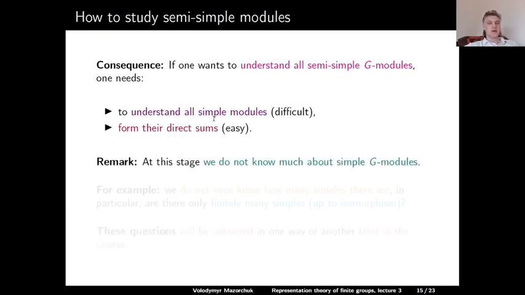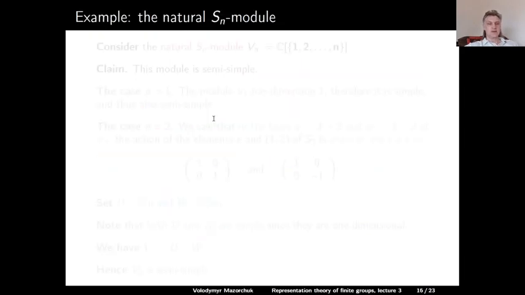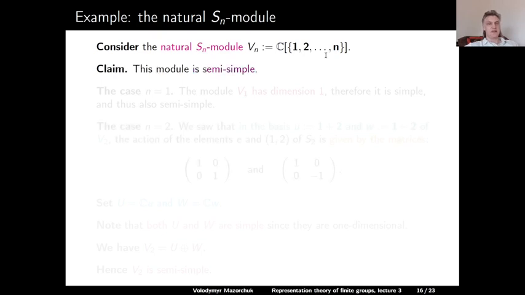So at this stage, however, we don't know much about simple G modules. For example, we don't even know if there are finitely many simple G modules. So we will learn much more and find out that there are only finitely many simple G modules later on in this course. So let us look at an example. Consider the natural S_n module given by the linearization of the natural action of S_n on the set 1, 2, and so on n. And the claim which I want to prove now is that this module is semi-simple.